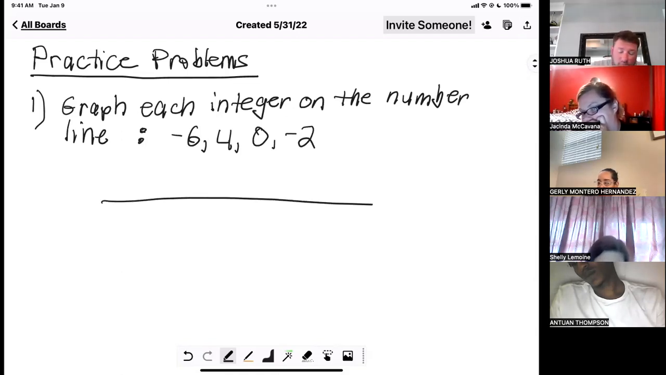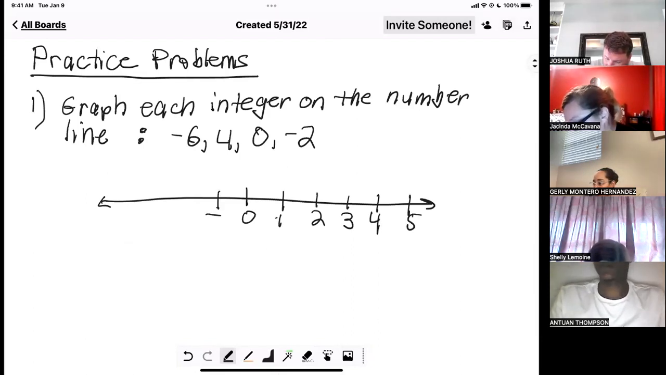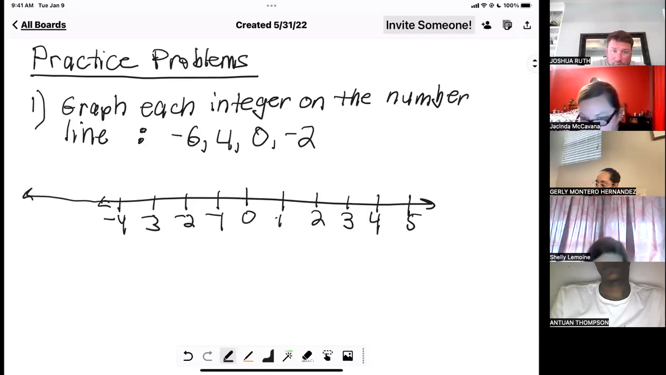So then you get a number line. When you do a number line, always put the 0 in the middle, and then I count to the right and I count to the left. So 1, 2, 3, 4, 5, and 1, 2, 3, -4. I have to fix it because I know I see a -6 up there. -5, -6.